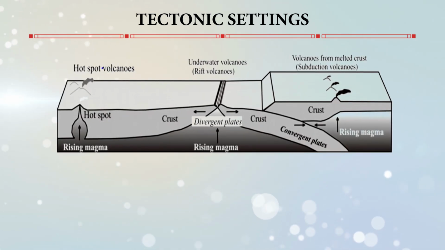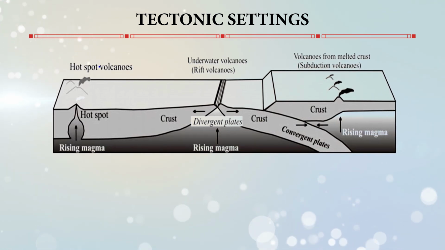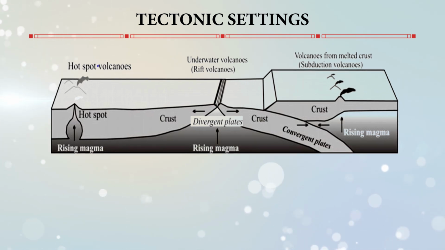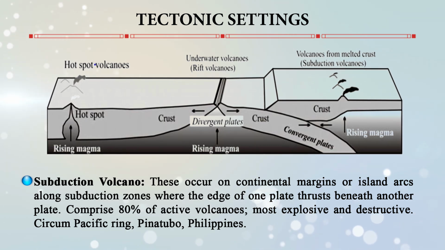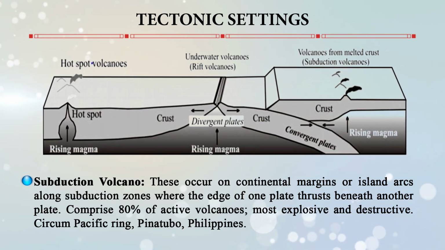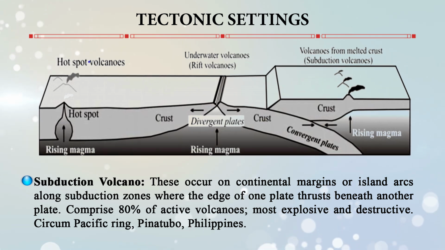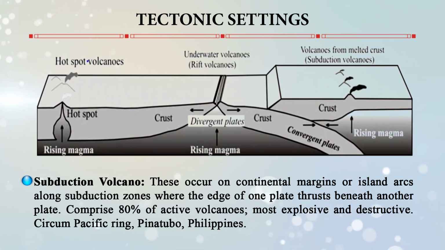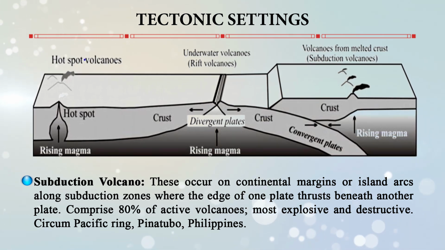Then there is another classification of volcanoes based on tectonic settings. If you see the diagram which is shown, there is hot spot, there is divergent plate and there is subduction plate or convergent margins. So they are called subduction volcano. These occur on the continental margins or island arcs along subduction zones where the edge of one plate thrusts beneath another plate. So these essentially occur in subduction zones. They comprise 80% of the active volcanoes. They are the most explosive and destructive.